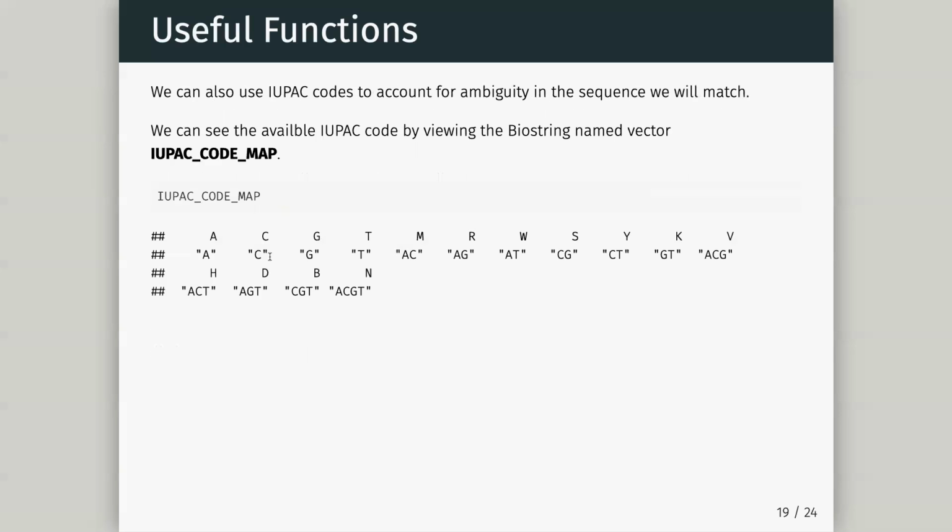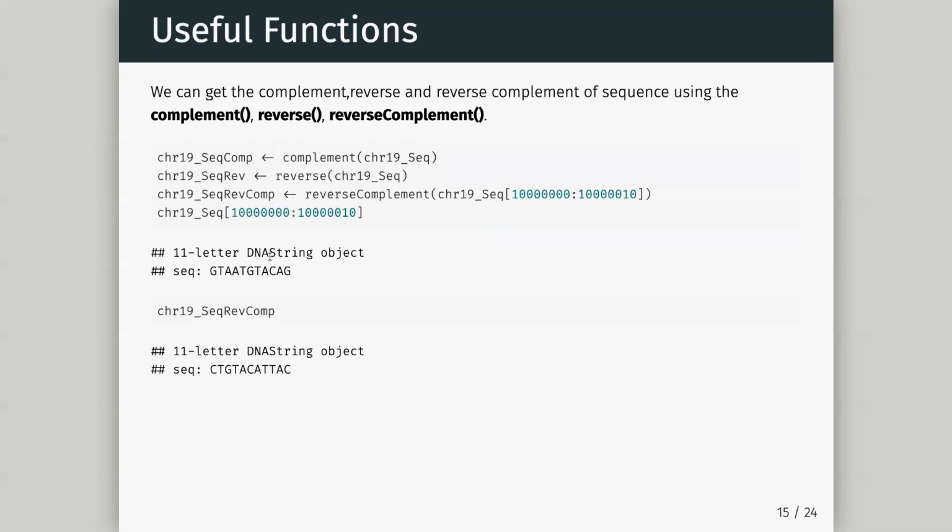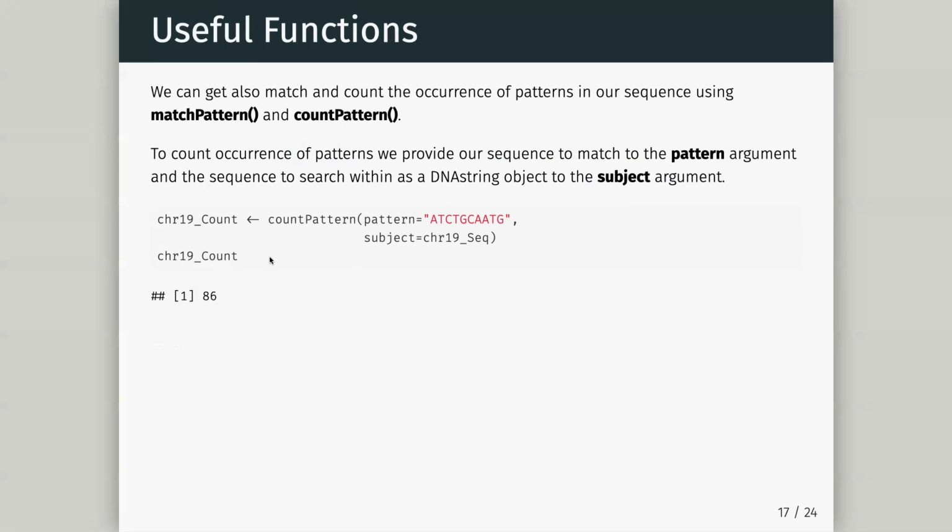Let me skip ahead to see what we've got coming. These two functions, countPattern and matchPattern, are again incredibly efficient. They're going to work really fast on these DNA string objects. They are very useful if you have a pretty set pattern. If you're looking for more complex regular expressions or PWMs, if you know what that is, we're going to look at that later, and that's probably more useful for motif hunting.